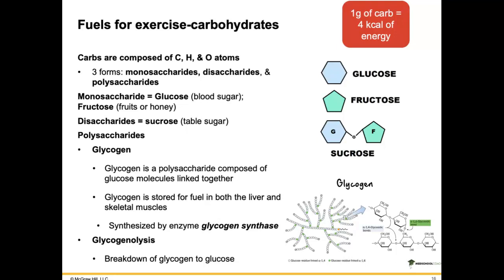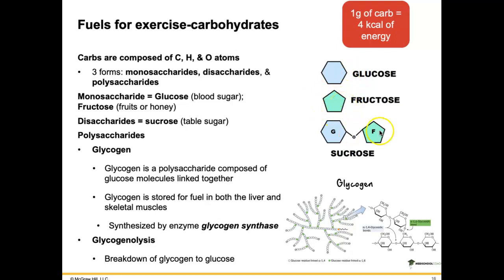Our carbohydrates are made up of carbon and hydrogen and oxygen atoms. We do have 3 different forms. We have our monosaccharides, which are just going to be our simple sugars. So mono means 1. We'll have 1 ring for these sugars. Glucose would be our blood sugar, and fructose could be found in fruits or honey.